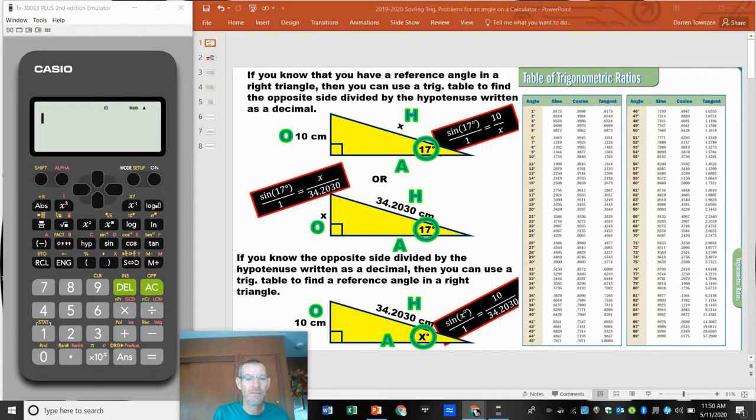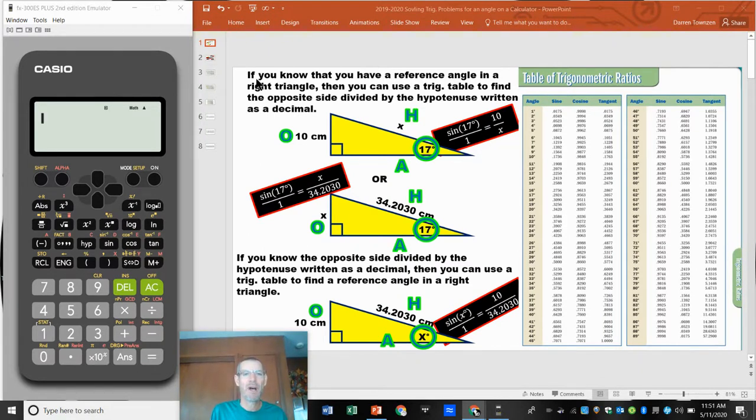The purpose of this video is to help you understand how to find the missing angles of a right triangle when you know two of the three sides. So to start with, here's what we know so far.